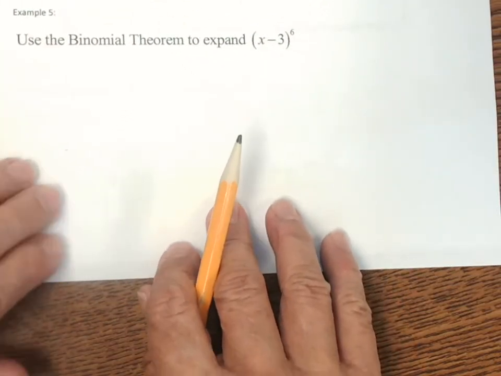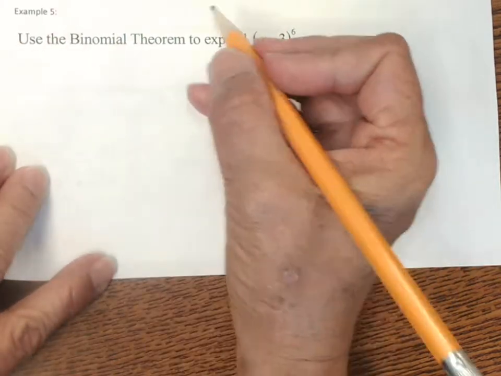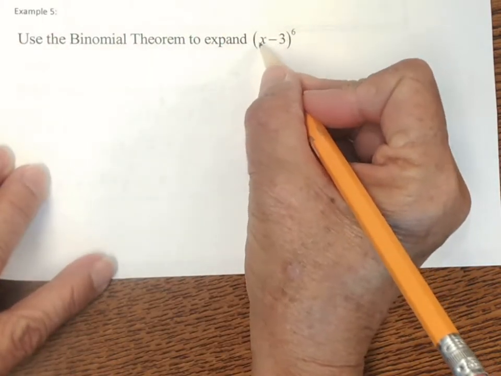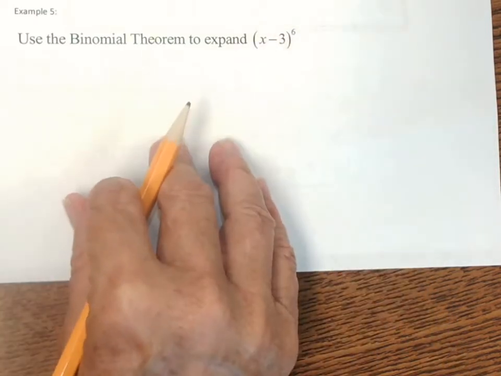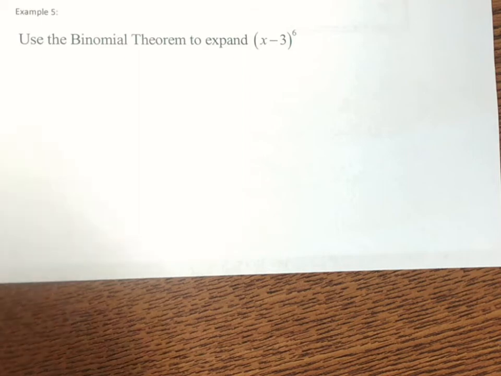Okay, how about this last one? It's just second to last one. We just want to expand this completely. So x minus 3 to the 6th. Again, we've got a negative, so we have to be a little bit careful of that. And we want to expand this completely.